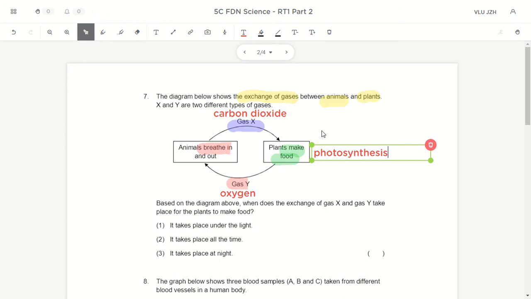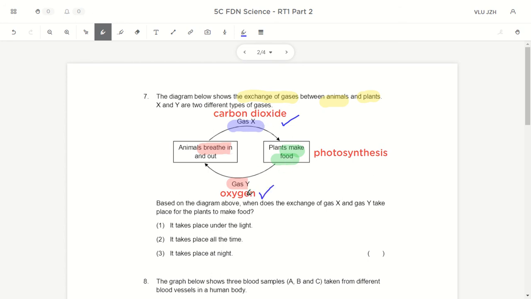So what gas is needed for photosynthesis? Correct. You need carbon dioxide to photosynthesize, correct? And when you photosynthesize, when you make food, the gas produced is oxygen, correct? So if oxygen comes out, carbon dioxide goes in. So let's look at the question.